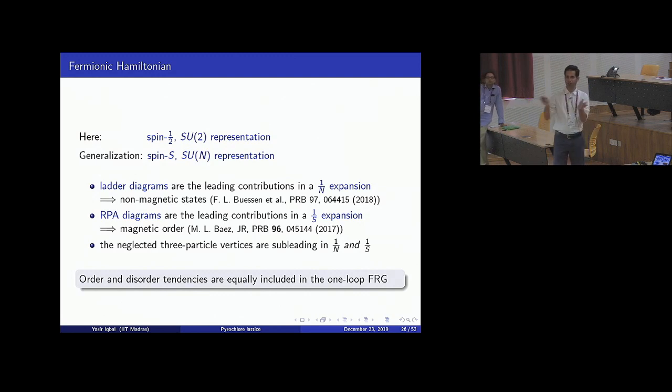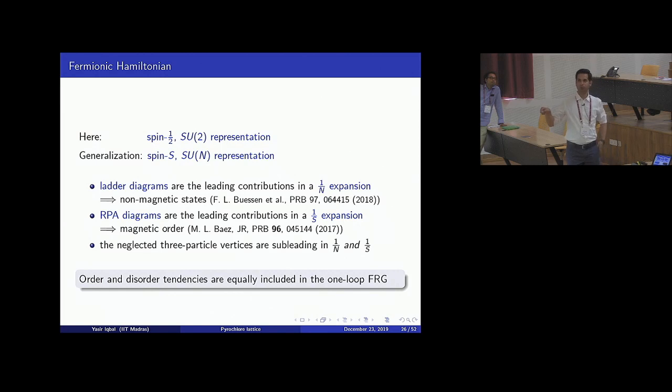So the FRG is exact separately in two limits. In the large S limit, it exactly reproduces the results to leading order in 1 over S that the spin mean field theory would do. And in the large N limit, it separately reproduces the standard large N mean field theory, and it sums up diagrams to leading order in 1 over N exactly. So the great thing is that ordering and disordering tendencies are equally included in a one-loop FRG.